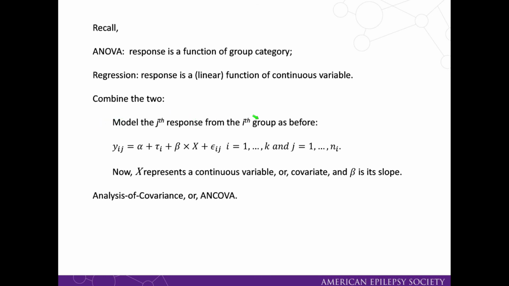Model the jth response from the ith group as before. So we now have Yij equal to some overall mean, or some overall level, plus the effect of being in the ith treatment group, plus a regression term for this covariate x. So x represents the continuous covariate, and beta is its slope. And epsilon ij, as usual, is the noise that we will try to control. And this is analysis of covariance, or ANCOVA.